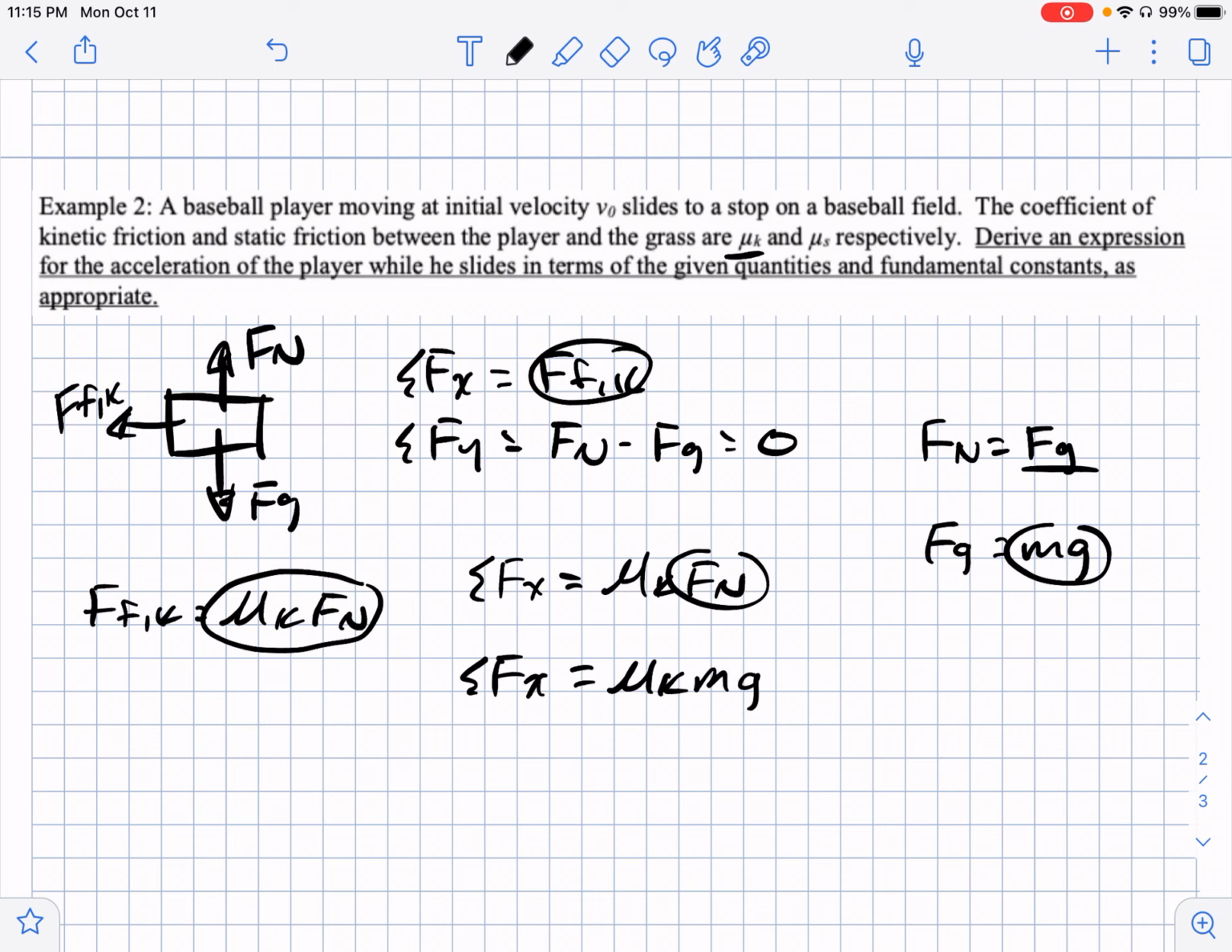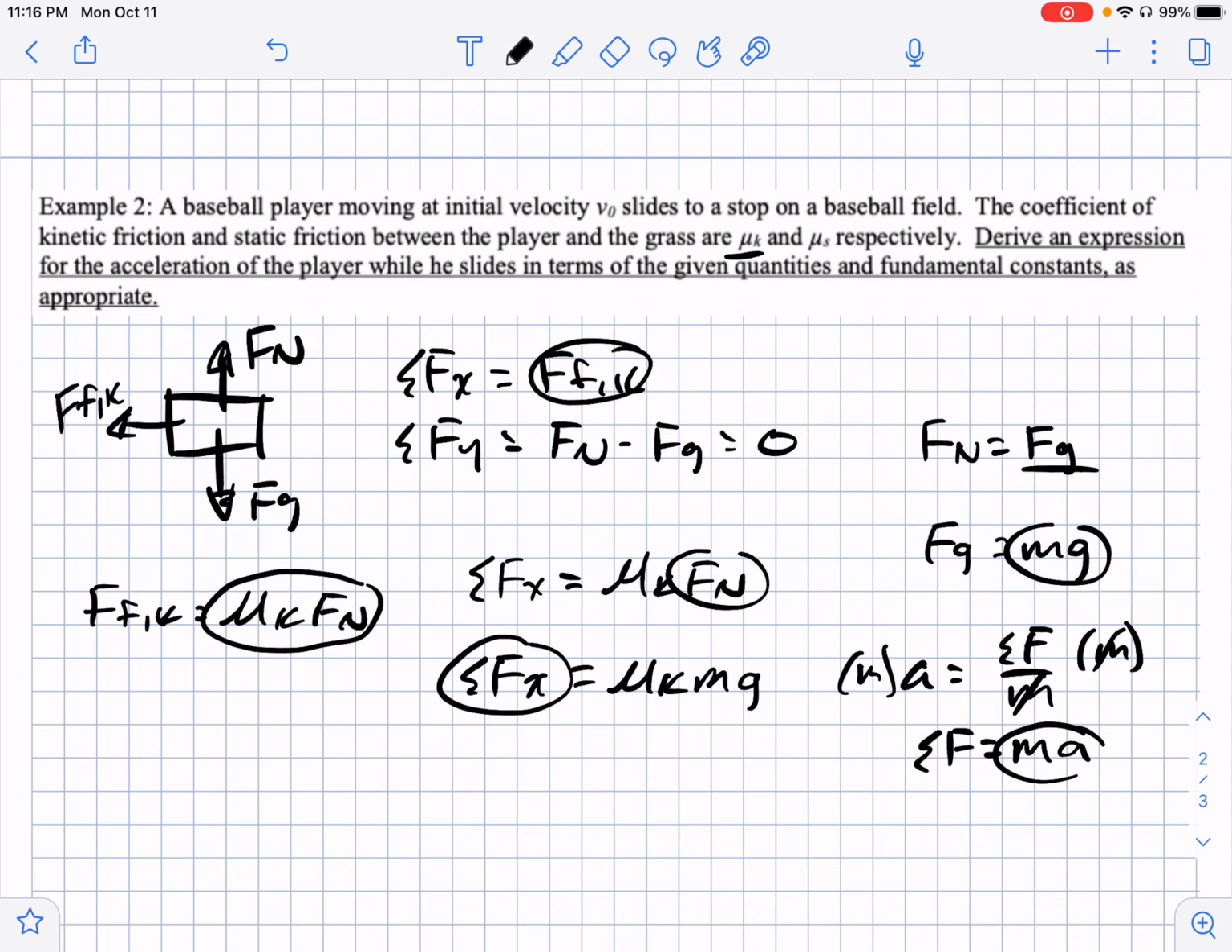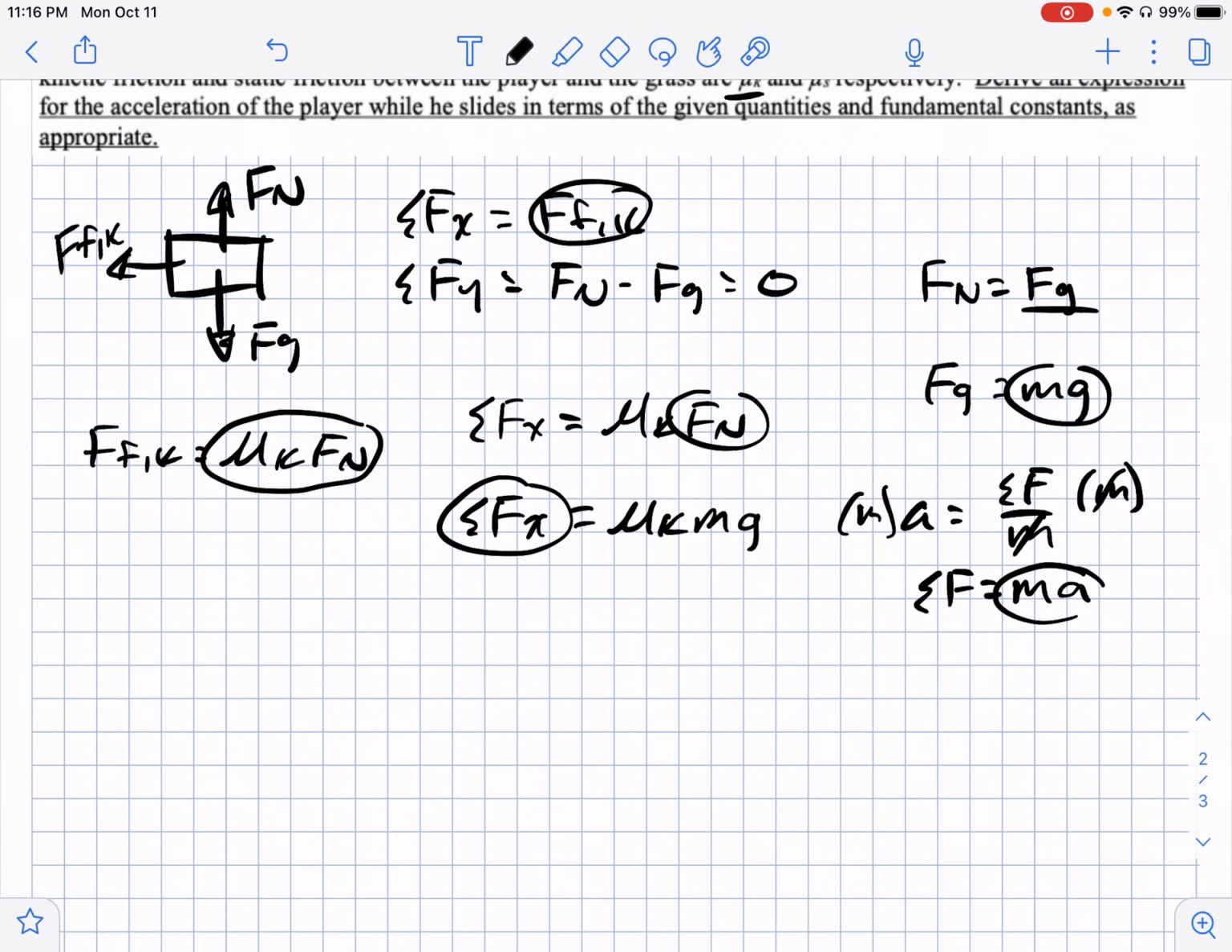Now for my net force, we learned a new equation recently, and that was Newton's second law. And that says that the acceleration is equal to the net force divided by the mass. If we rearrange this equation for the net force, I'll multiply both sides by mass to cancel that out. So your net force is just equal to mass times acceleration. So what we can do is we can plug this mass times acceleration in for your net force over here. So rewriting that, we now have mass times acceleration is equal to mu k mg.